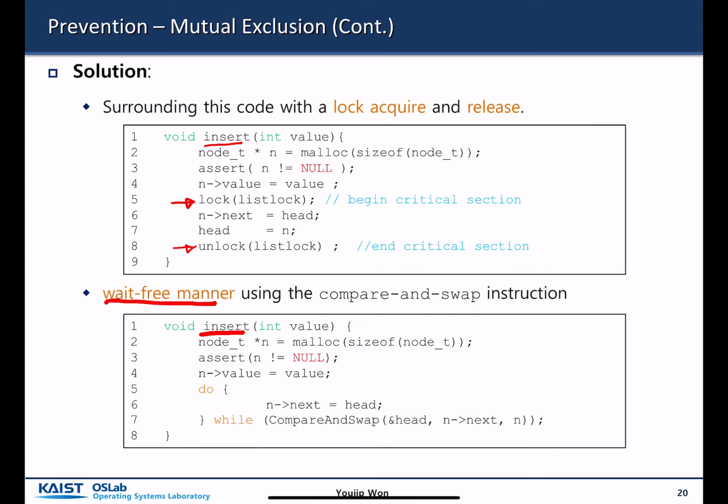The first part of the operation of inserting the object starts with allocating the object. The first line, third line is the same. And then here we acquire the lock, insert the object, and unlock. Here we perform a compare and swap operation. Let me use a figure to illustrate the example.